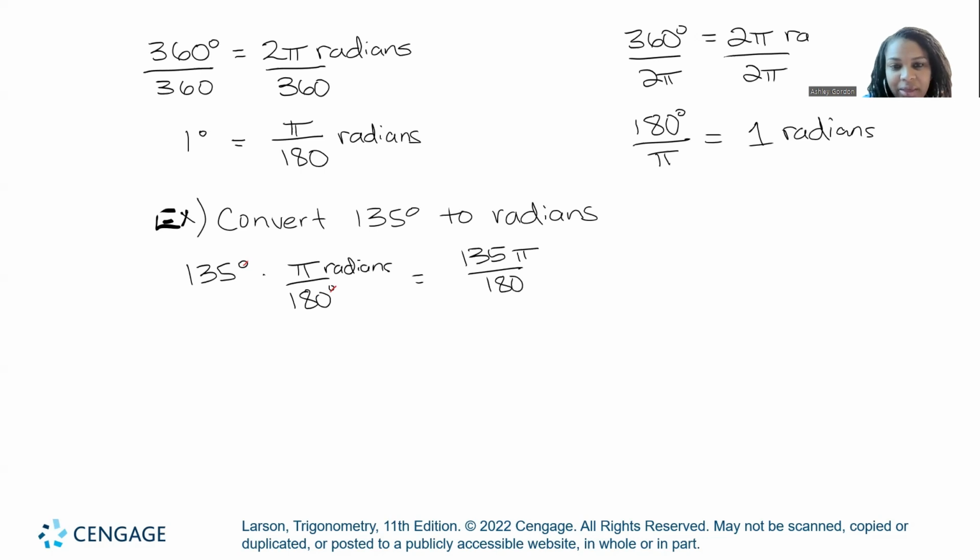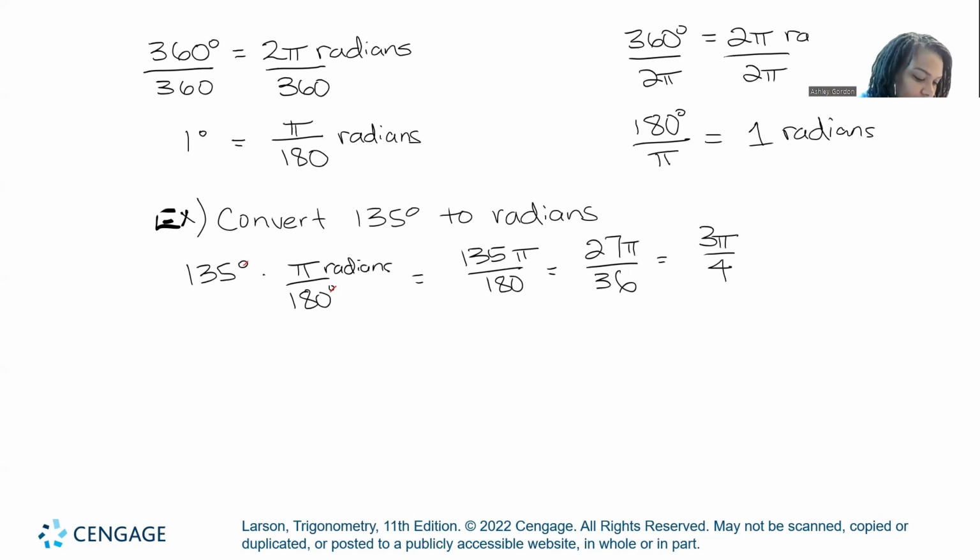And then you just need to simplify that fraction as much as you can, looking for common factors between the two. I could at least start with 5. They're both divisible by 5, and you keep going until you get it in simplest form. If I divide by 5, I get 27 pi over 36. And it looks like I can reduce that some more. I see a common factor of 9 between those two. So dividing them both by 9, I get 3 pi over 4. So in radians, 135 degrees is 3 pi over 4.